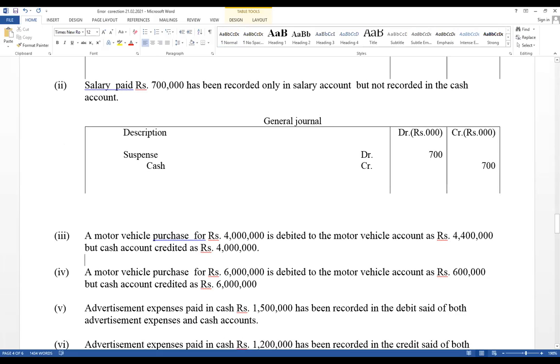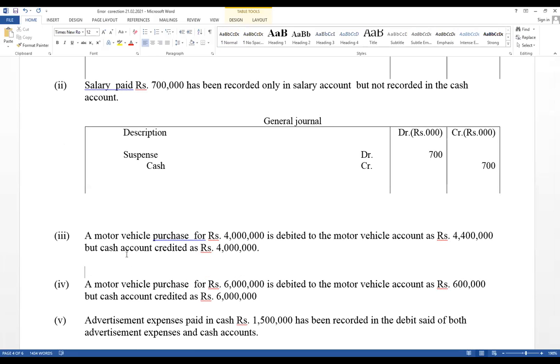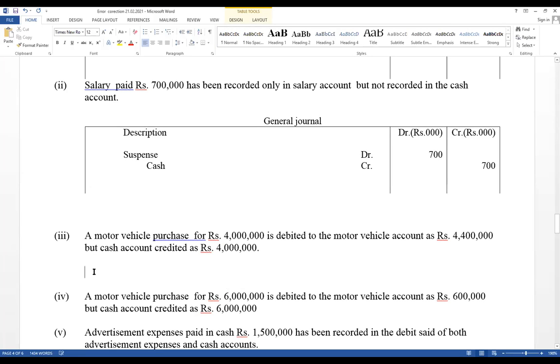Principal errors. But here no depreciation effect is given. Read carefully. No, that is not an error of principle. Motor vehicle purchase of 4,000 is debited to the motor vehicle account as 4,400, but the cash account is credited 4,000. The cash account is correctly recorded, but the motor vehicle account is debited an incorrect value. The error occurs in only one ledger account, so it affects suspense accounts.